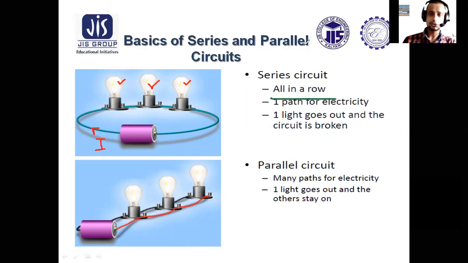Now, what's the drawback of such a connection? If, say, this bulb is not working or this bulb blows, then this path, as the load is not working, these two terminals of the bulb will act as an open circuit.